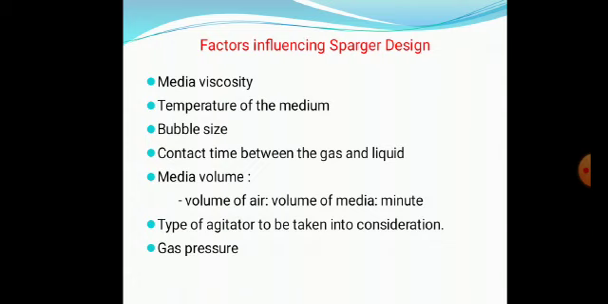Next thing is bubble size. As I told you, it is not simply placing the tube inside and supplying air. When air goes inside the fermenter, it will go in the form of a bubble. So what should be the size of the bubble also you have to calculate. Next thing is contact time between the gas and the liquid. Contact time here means how much time it takes for the gas to break up and reach the liquid. By definition, a sparger supplies air into the liquid in the fermenter, so that contact we have to establish.